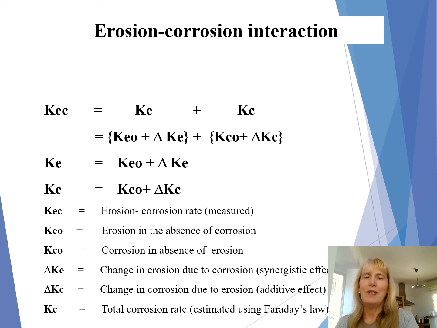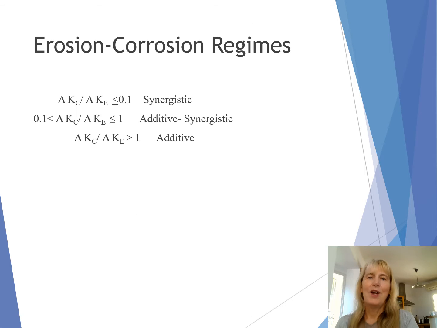Basically, we looked at the interactions again, these inequalities that I showed you earlier, and concentrated mainly on the interactions, delta Ke, delta Kc. So these are the inequalities that we used for the measurement of the different regimes, or the establishment of the regimes. This is the synergistic effect, where delta Ke is much greater than delta Kc, and vice versa. This can be measured electrochemically, this can't.